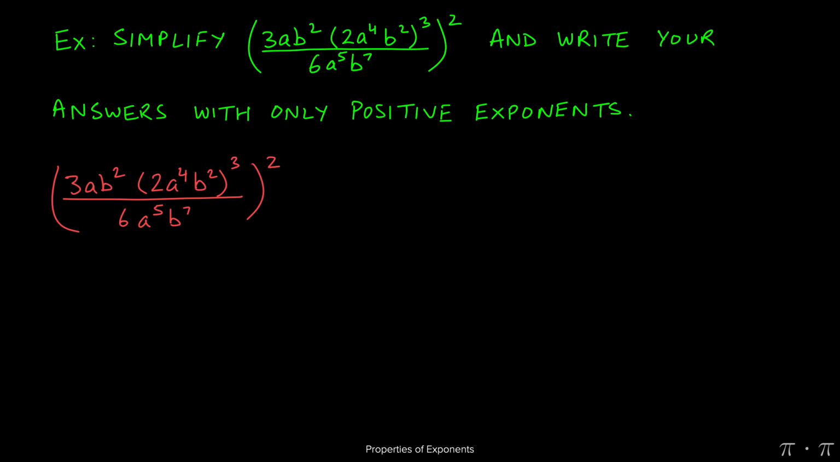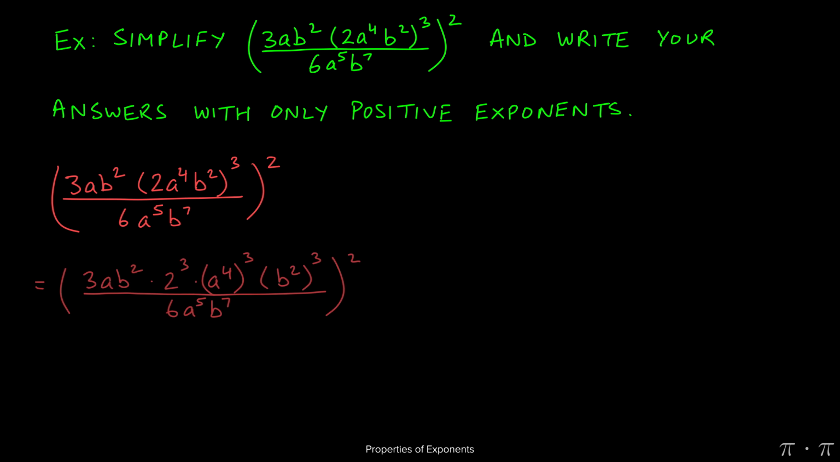In the numerator, there's nothing that can be combined by rewriting this expression. The same thing with the denominator. So next we turn our attention to the parentheses. The innermost parentheses can be expanded out by applying the product to a power rule. Here we see a product and another product raised to a power. So the power of 3 gets applied to 2a to the fourth and b squared, indicated here.